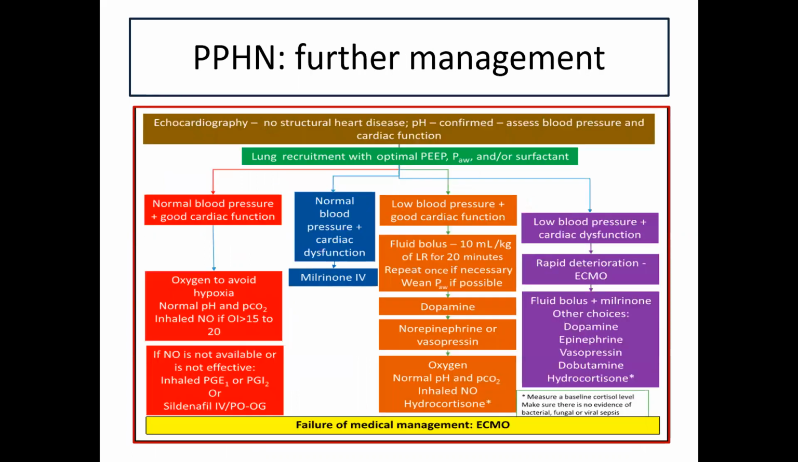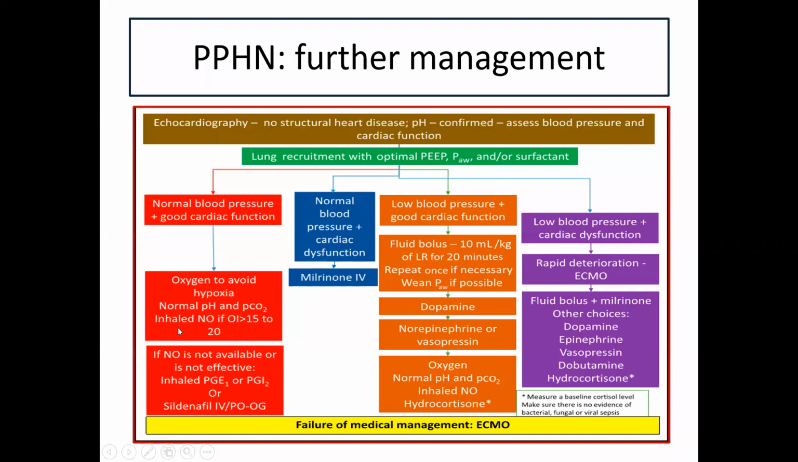Now, coming to the hemodynamic support, as we discussed, echocardiography generally is useful to assess and confirm the presence of PPHN and also to rule out associated structural heart disease. So, in terms of ventilation, we try to recruit the lung with optimal PEEP and optimal mean airway pressure without the specific management. If the newborn has normal blood pressure with adequate cardiac function, then one continues with appropriate ventilation strategies, focusing to avoid both hypoxia and hyperoxia.